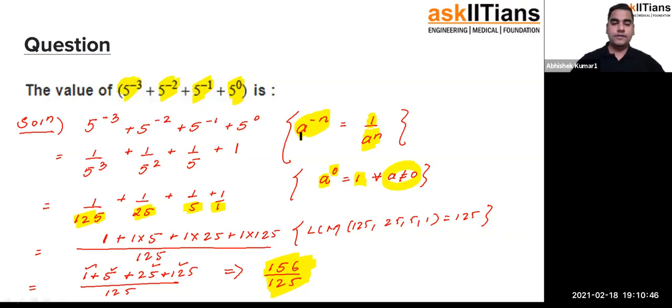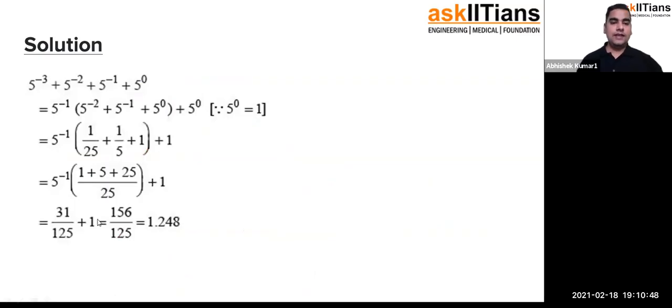All right, done. So you can see they also did it in the exact same way. First, they took 5 raised to the power minus 1 common from the first term, second term, and third term. After taking it common, this is the expression they got. They have also mentioned that whenever 5 is raised to the power 0, you are bound to get 1. So they replaced this 5 raised to the power 0 by 1.